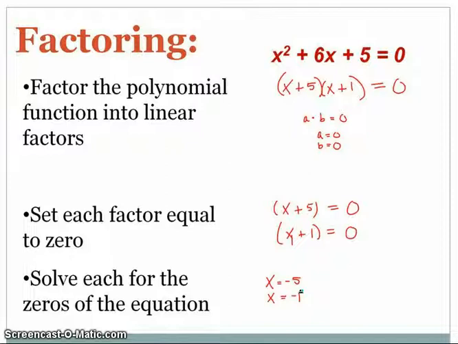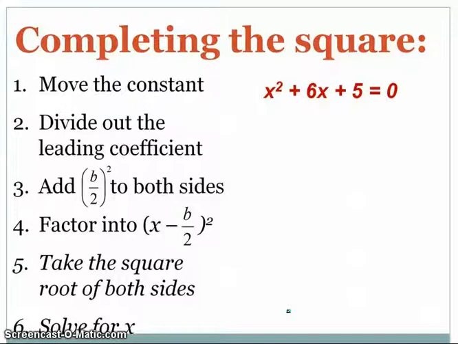Now I used the same equation that I used when I showed you the graphic method so that you can see we can solve once graphically, but we also have an algebraic method for solving quadratics. So other algebraic methods include completing the square.